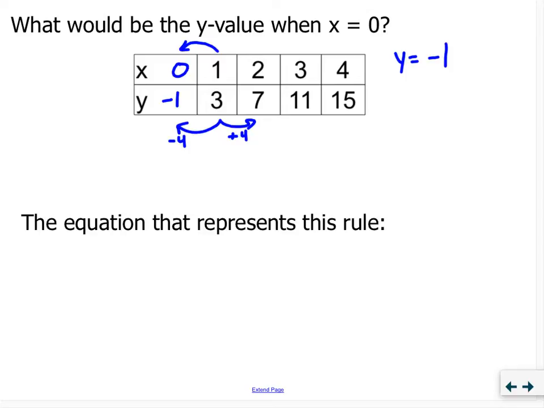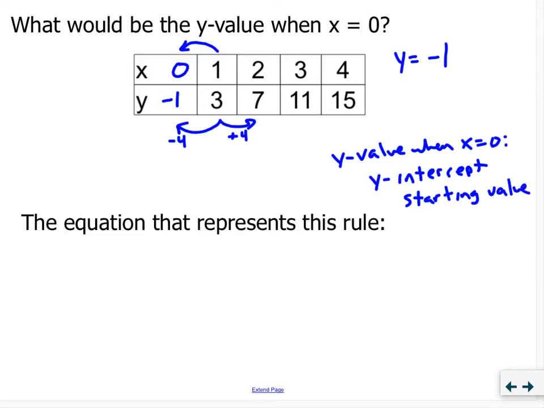So that's pretty helpful. Do you know what you might want to call that value? I don't know if you've heard of that value before, the y value when x equals 0. We've called that the y-intercept. Sometimes it's called the starting value. So those are some words that we'll use, the y-intercept, the starting value. So now we have enough information where we can write an equation that represents the rule. We can relate y to x using an equation. So here's how we'll do that.